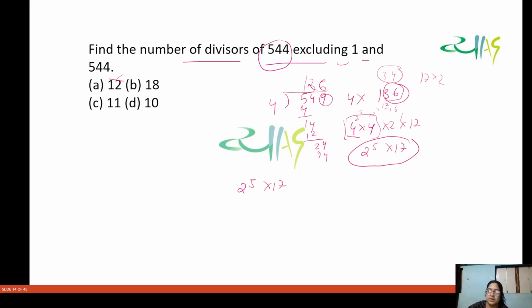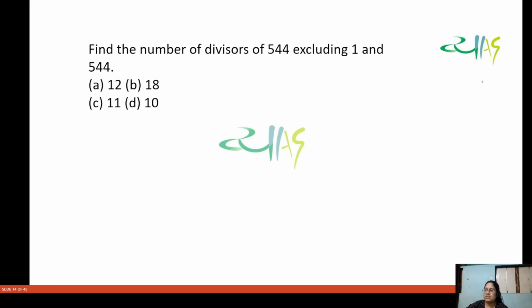Now see, 2 to the power 5 into 17. What are the number of divisors of this number? 5 plus 1 and 1 plus 1. So this is 6 into 2, that is 12. And just subtract these two numbers, so you get 10. Okay, so this 10 becomes your answer. This is that easy. I think everybody must be understanding that if we know the concept, these questions are very easy.